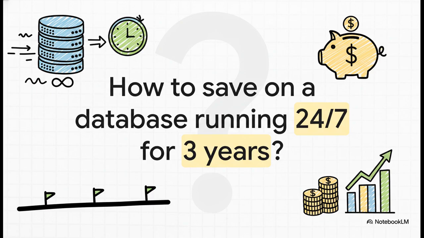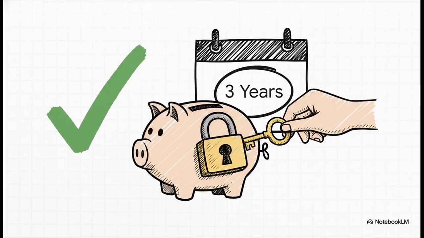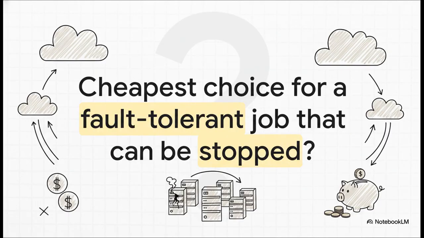All right, next up. Picture a database. It's predictable, totally steady, and you know for a fact it's going to be running 24/7 for the next 3 years. How do you get the best possible price? That's an easy one, right? You lock in those savings with a commitment. A 3-year savings plan or a reserved instance is going to give you the absolute best price for that kind of predictable long-term use.